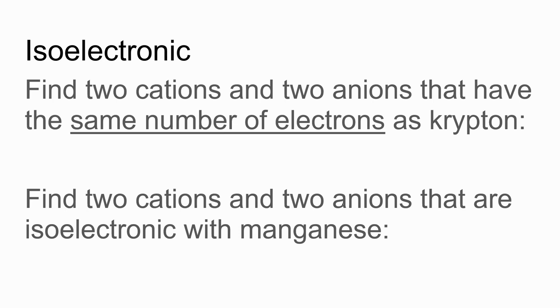Okay, let's start this together, if you haven't already. So krypton, let's put that one in the middle. How many electrons does krypton have? 36. Okay, 36. So for isoelectronic, we need to find 2 cations and 2 anions that also have 36 electrons. So did somebody find a cation? What cation has the same number of electrons?